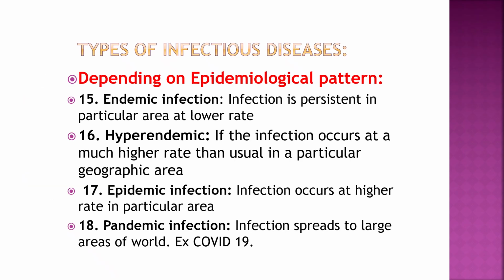Types of infectious diseases depending on the epidemiological pattern can be endemic, hyperendemic, epidemic and pandemic. Endemic infection is when it is persistent in a particular area at a lower rate. Hyperendemic is when the infection occurs at a much higher rate than the usual in a particular geographic area. Epidemic is when infection occurs at a higher rate in a particular area. Pandemic is when infection spreads to large areas of the world. Example, COVID-19.